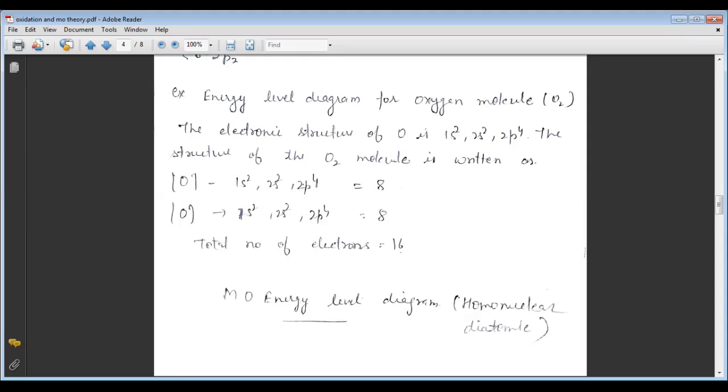So now the structure of the O2 molecule. Here is one oxygen atom, and now we want the molecule of oxygen. So here we can write the one atom of oxygen with its electronic configuration, and the other oxygen atom with its electronic configuration. Now we can count the total number of electrons. There are 16 electrons, and we know that O2, the oxygen molecule, is formed by the combination of both atomic orbitals. So that is an example of a homonuclear diatomic molecule.